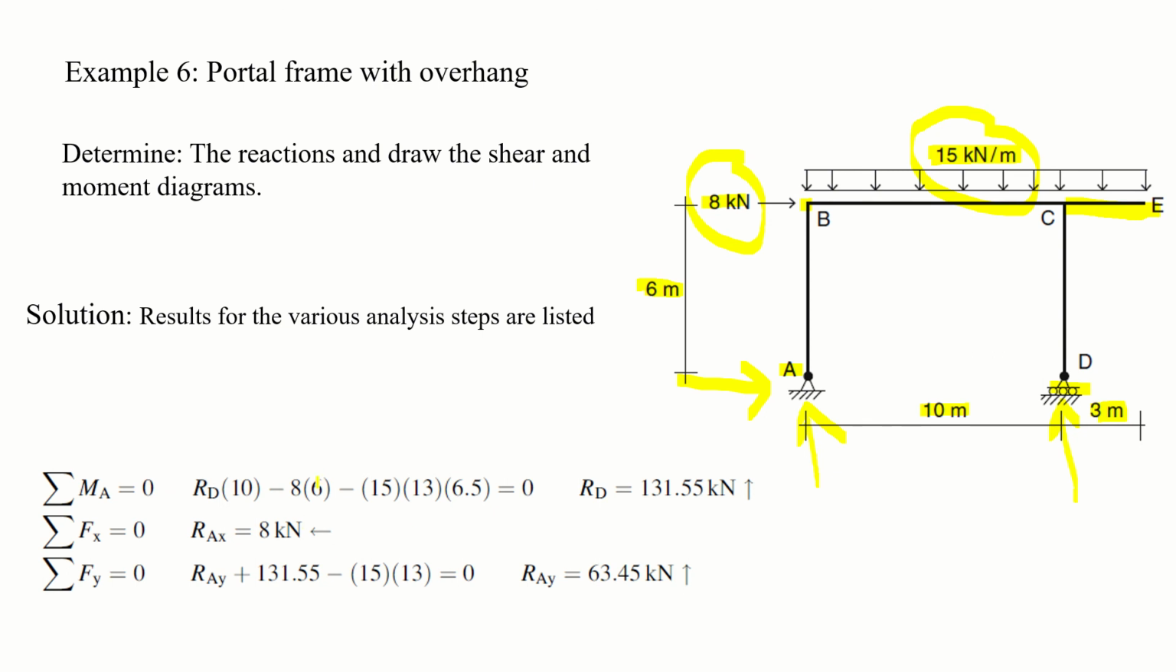So we can easily determine from this equation the value of RD, that comes out to be 131.55 kilonewton. Now use the other two equations. Summation of Fx: since there are no other forces in the x direction, only this 8 kilonewton and RAX, RAX is equal to 8 kilonewton, opposite to the direction of applied force. In the third equation, summation of Fy, we know RD and the vertical force, and the only unknown is RAY. So from this equation we get RAY equal to 63.45 kilonewton.